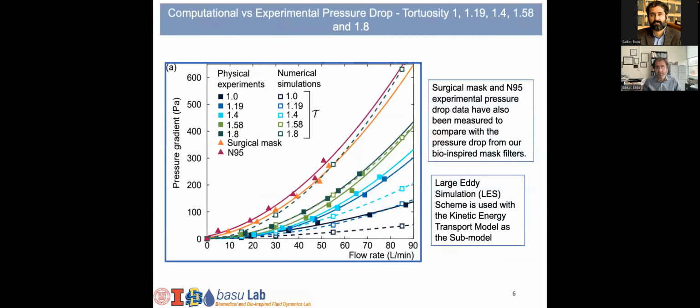These are the results for the pressure drop to drive the airflow across the filter channels. This was a validation of our numerical simulations, which used LES schemes. Despite some minor differences, the trend of the pressure versus the airflow velocity curves, both obtained numerically and experimentally, agreed. We also ran experiments with surgical masks and N95 filters. For both, the pressure drop needed to drive the flow across was higher than the bio-inspired filters. And these are the curves at the very top over here.